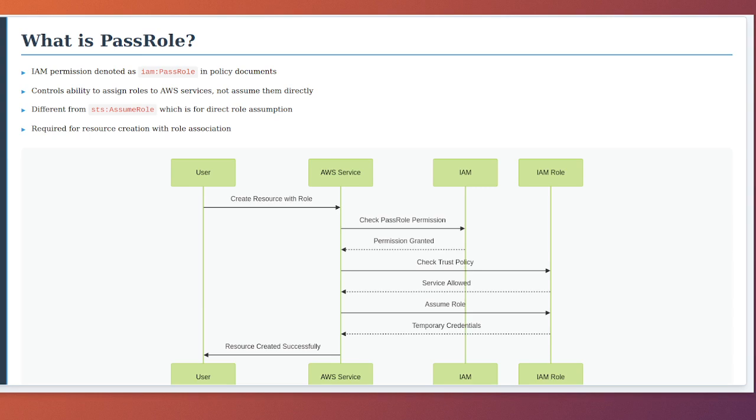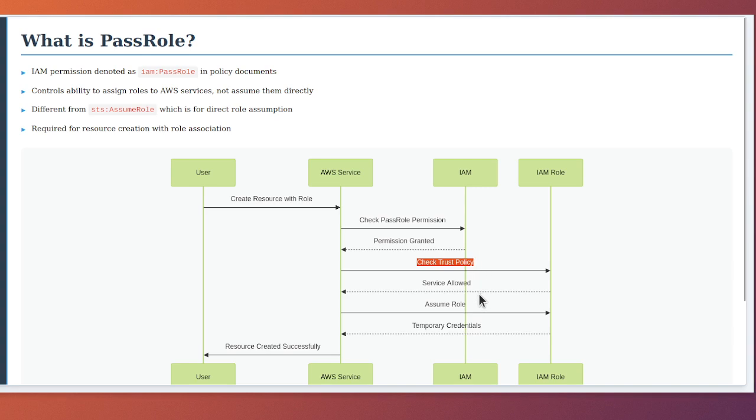Now let's examine the sequence diagram on the slide, which illustrates the complete PassRole flow. At the top left, we have the user who initiates the process by sending a request to create a resource with a role. This request goes to the AWS service, shown in the middle of the diagram. The AWS service then communicates with IAM to check the PassRole permission. IAM evaluates whether the user has the necessary iam:PassRole action for the specified role and responds with permission granted back to the AWS service.